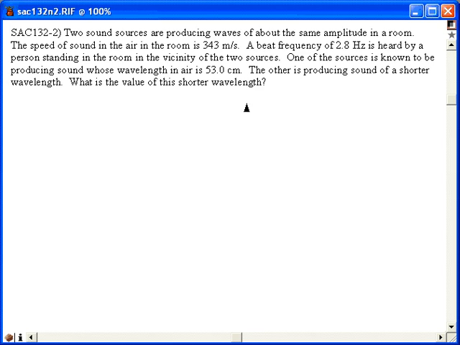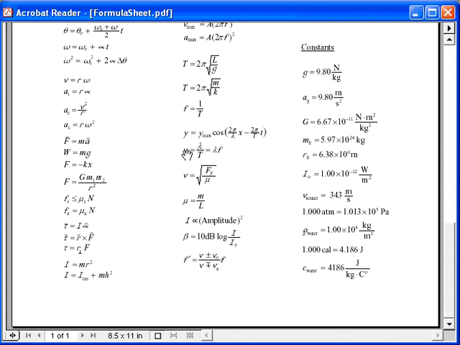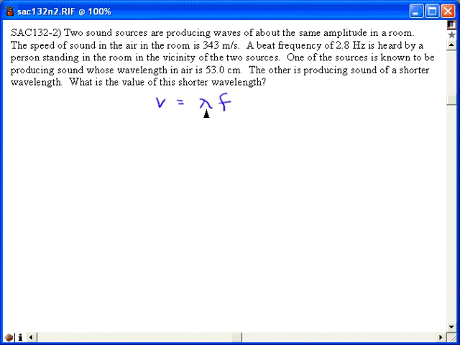Okay, first off, shorter wavelength means higher frequency, from the relationship between the speed of a wave and its wavelength and frequency, which you can find on the formula sheet right here. V is lambda f. And if this is smaller, and the product has to always be 343 meters per second, then this one has to be bigger. So we're looking for a higher frequency. The new frequency, we can say f prime, is the original frequency, the one corresponding to the 53 centimeter wavelength, plus f beat.